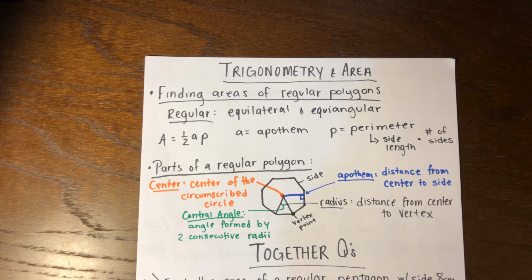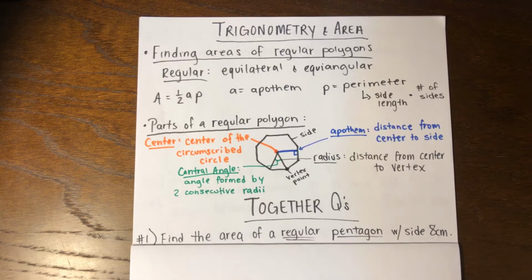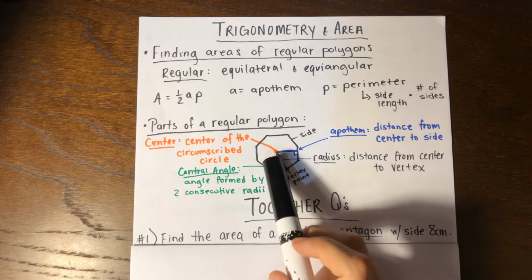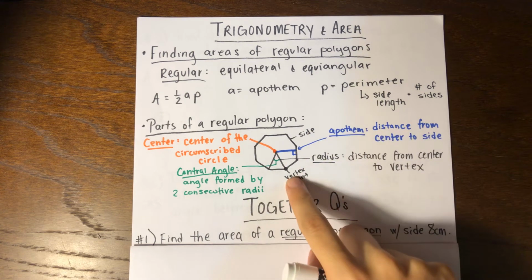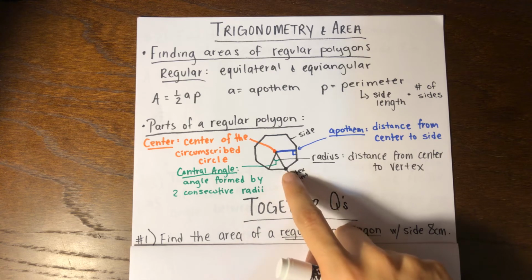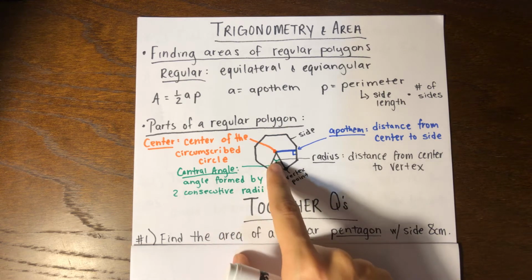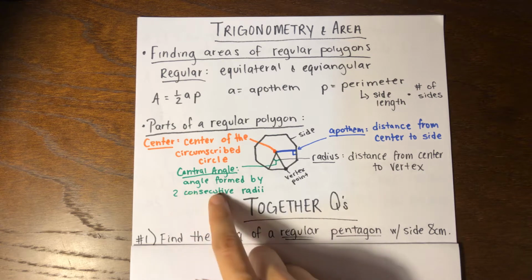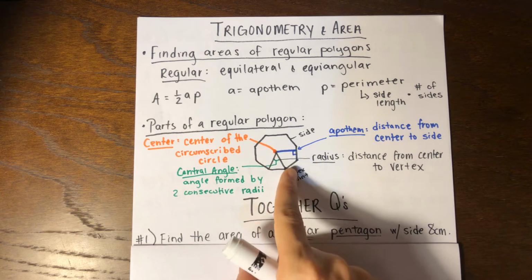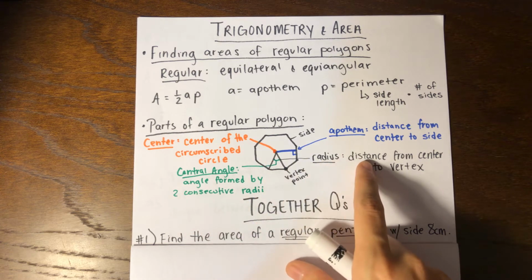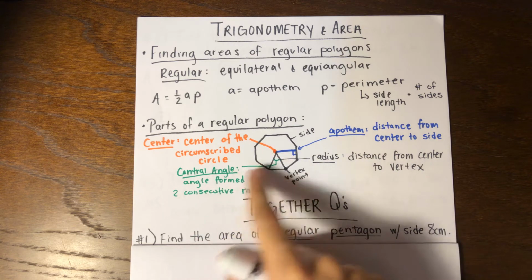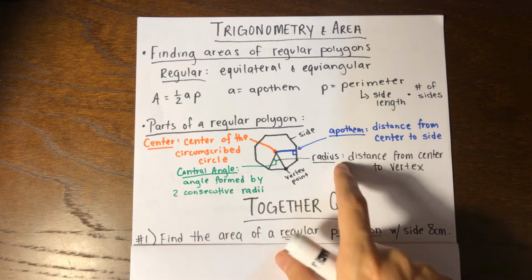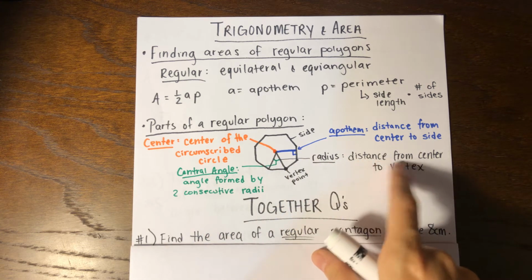Okay, so let's talk about the parts of a regular polygon. We have the center, which is the orange one. It's the center of the circumscribed circle. Then we have the side and vertex, the points where two sides meet. The central angle, this green part, is formed by two consecutive radii. A radius is the distance from the center to the vertex, and when we bring two of them down, we form a central angle.